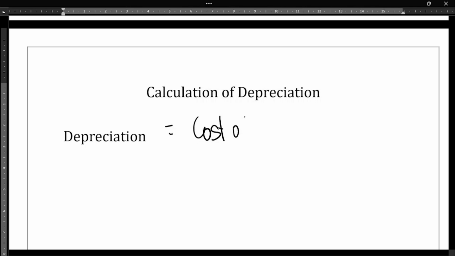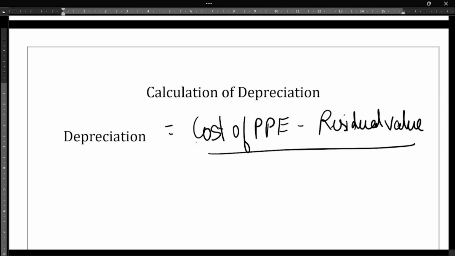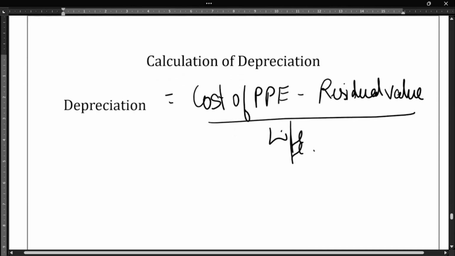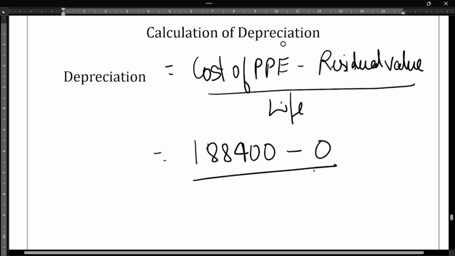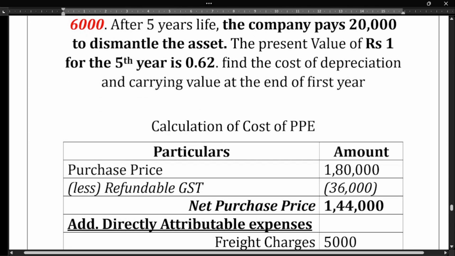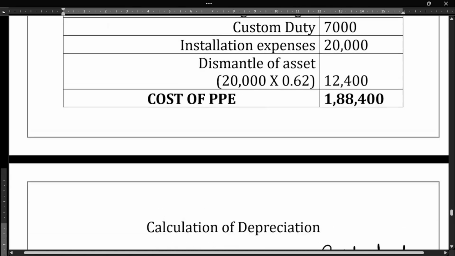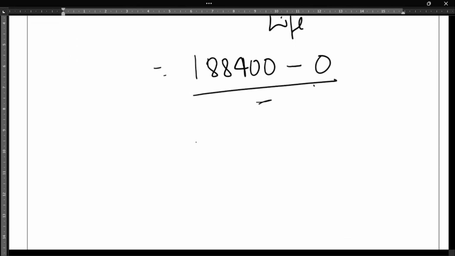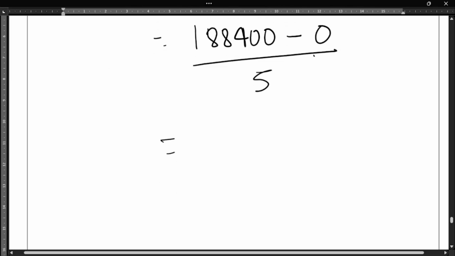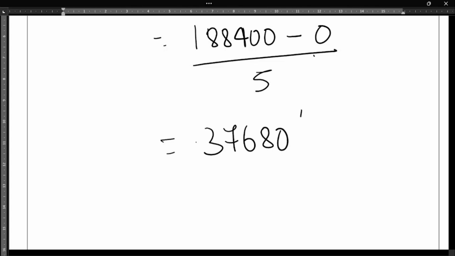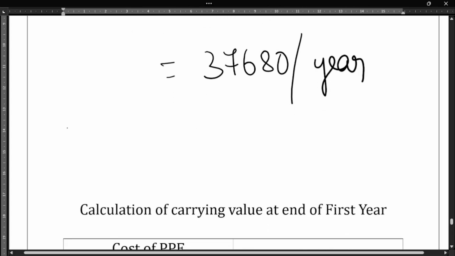Cost of PPE minus residual value divided by life of the asset. Cost of PPE is 1,88,400 minus residual value, which is 0. The life of the asset they have given in the question is 5 years. So when you divide 1,88,400 by 5, we get 37,680. 37,680 is the depreciation for 1 year.